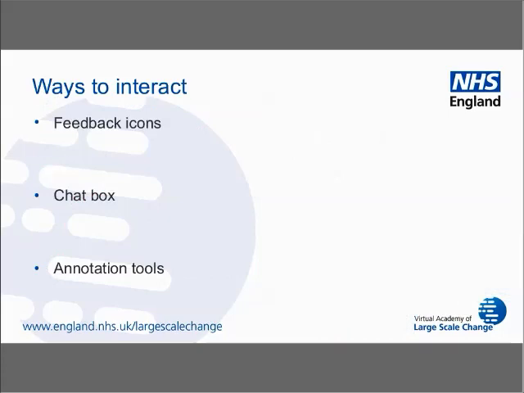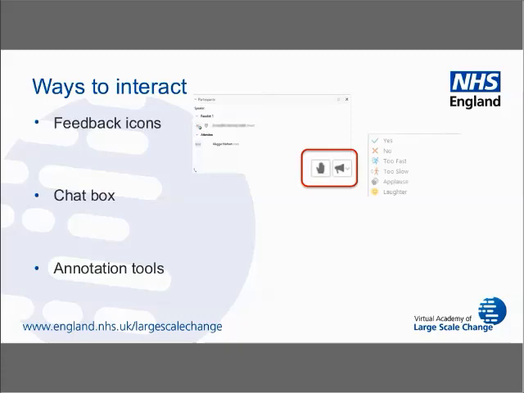Excellent. So I'm going to talk you through the different ways that you can interact with us today on this WebEx, and there are numerous different ways of doing that. To start with, we're going to talk about feedback icons. On the right-hand side of your screen, you have a little panelist box where you can see how many people have joined. On the bottom right of that, you've got a little hand and a little megaphone. If you click the megaphone, you get numerous different options: yes, no, too fast, too slow, and different things.